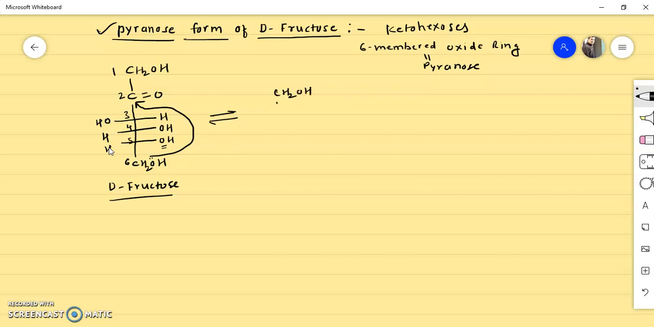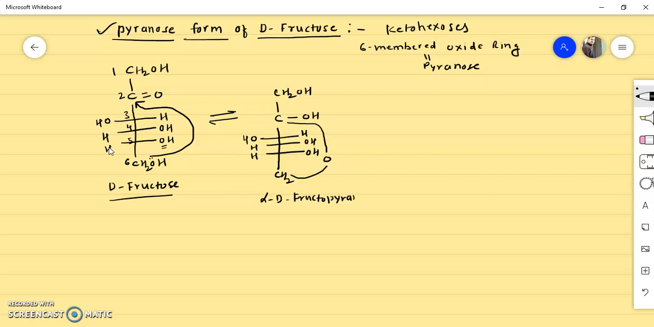Now at this position there is a formation of hydroxy group on this side. And the rest of the 3 carbons I will draw as they are. So H, OH, OH. Here is an OH, here is a hydrogen, hydrogen, and the last CH2 as it is, and there is a formation of this bond between this second carbon and this sixth carbon. So this structure is known as alpha D-fructopyranose.